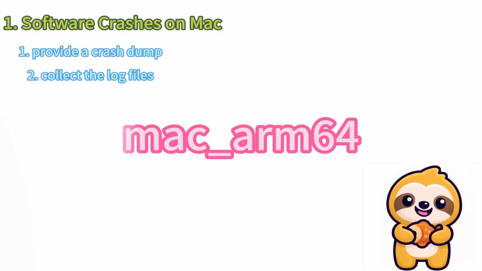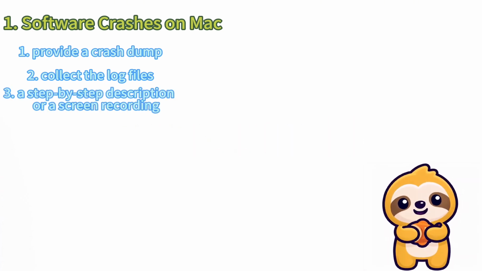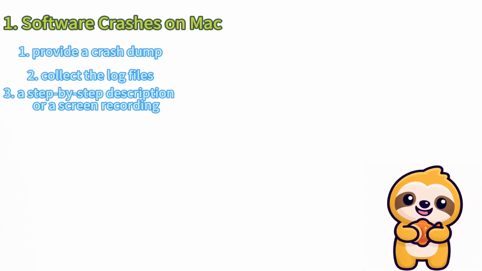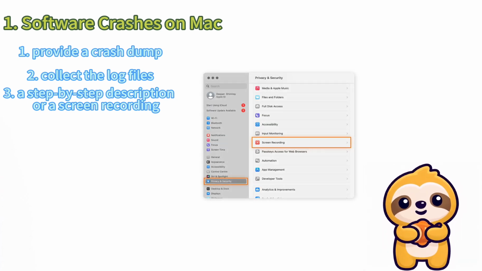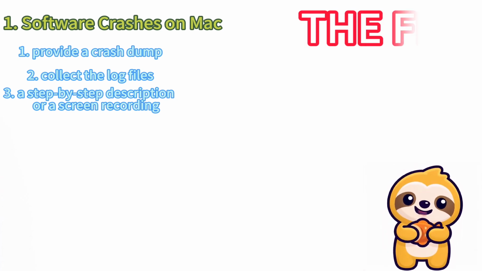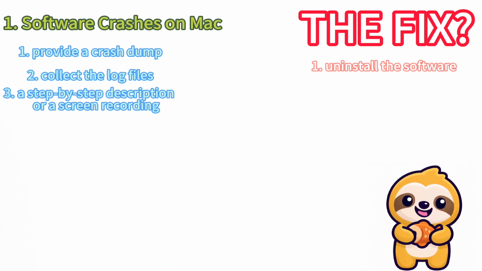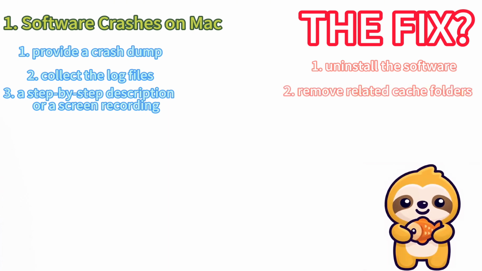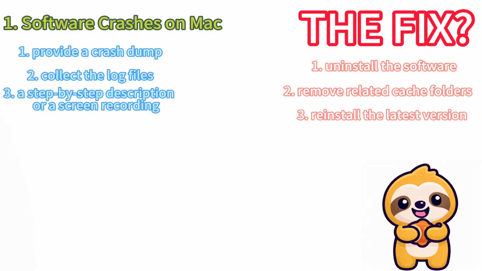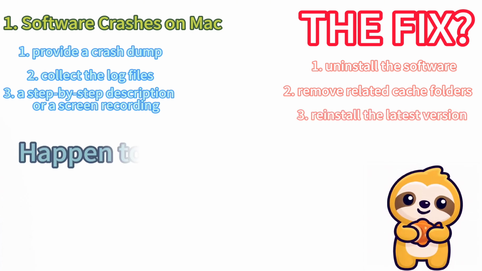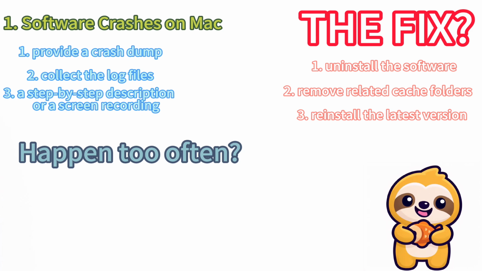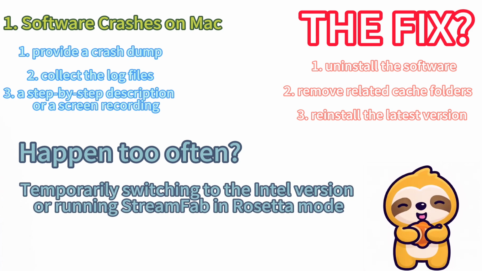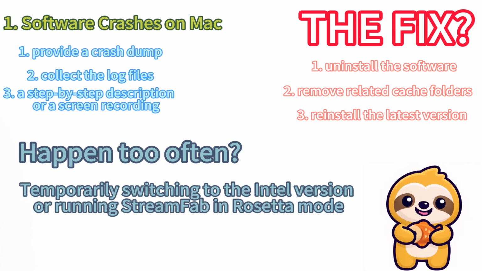Alongside that, a step-by-step description of what triggered the crash, or better yet, a screen recording, can make troubleshooting much easier. The fix? Uninstall the software. Remove related cache folders like the one in your library under Application Support, and reinstall the latest version. If the crash happens too often, we recommend temporarily switching to the Intel version or running StreamFab in Rosetta mode.